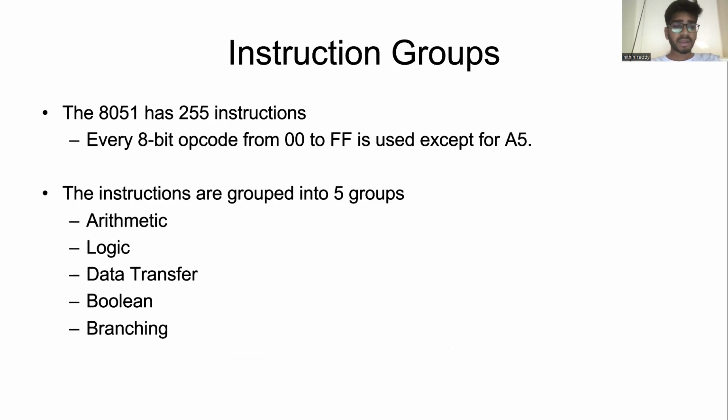Instruction groups. The 8051 has 255 instructions. Every 8-bit opcode from 00 to FF is used except for A5. The instructions are grouped into 5 groups. The first one is arithmetic, the second one is logic, then data transfer, boolean and branching.